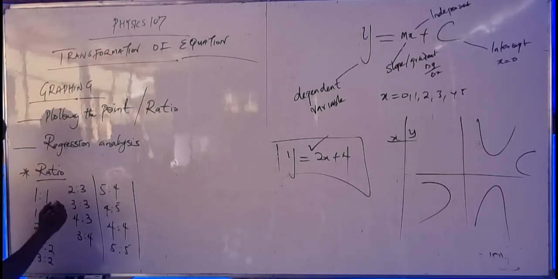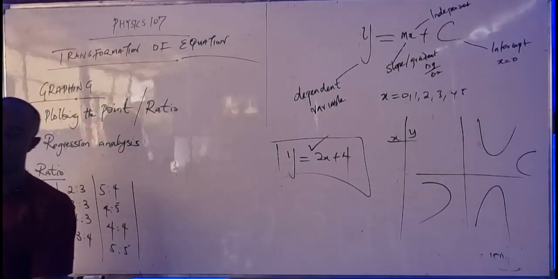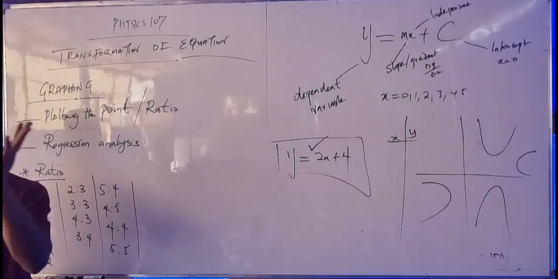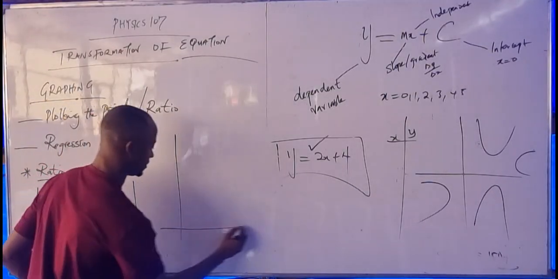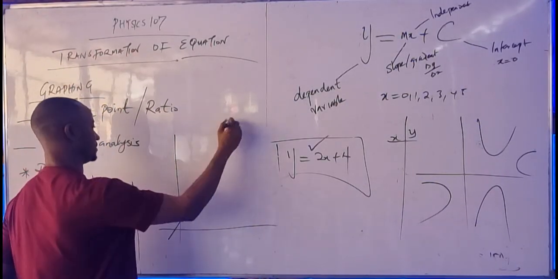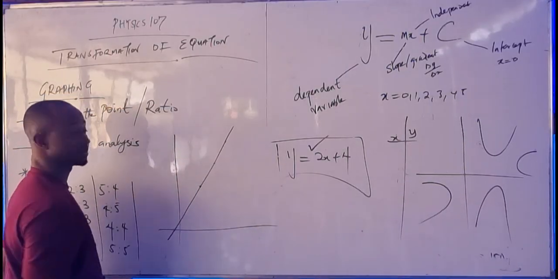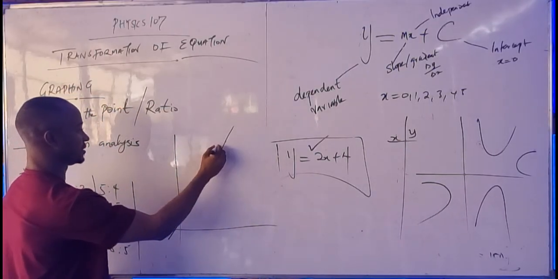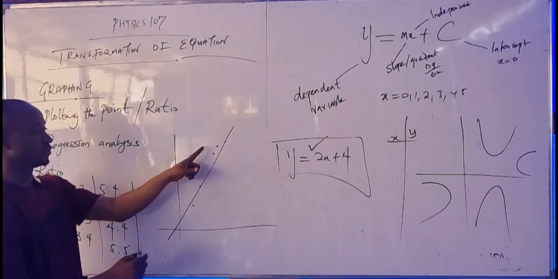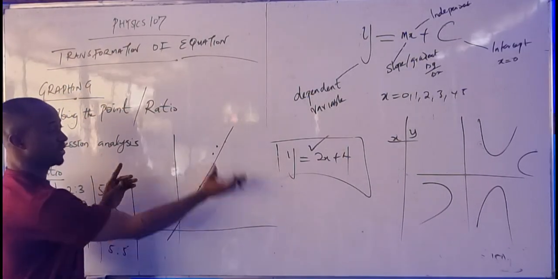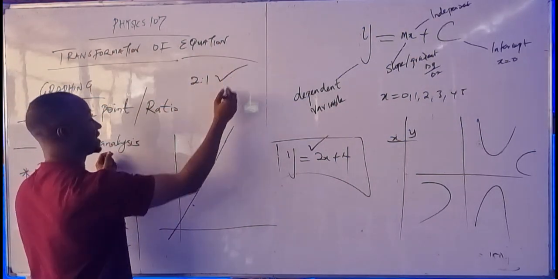Now listen. By ratio, we mean some points will fall this way, and some points will fall the other way in the graph. Let's say for example I have a graph like this, and I have some points on the line. Let's say I have a point here, another point here, and a point here. This graph is called 2:1, meaning 2 points are here and 1 point is here. 2:1 is a perfect graph.